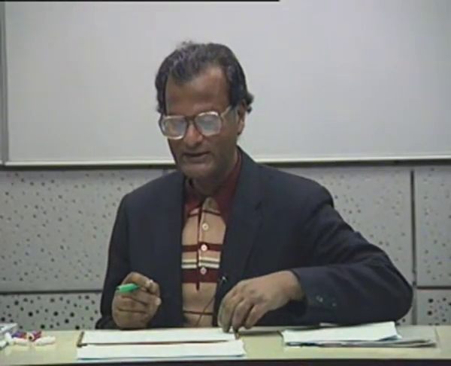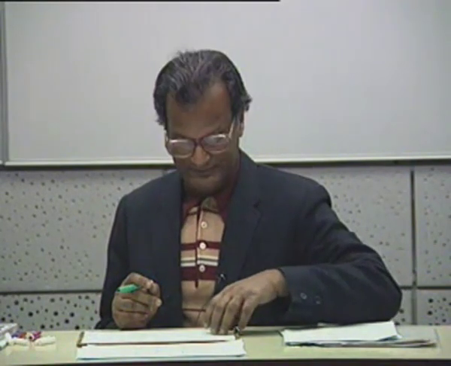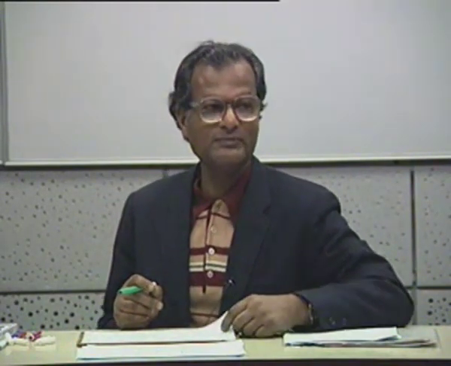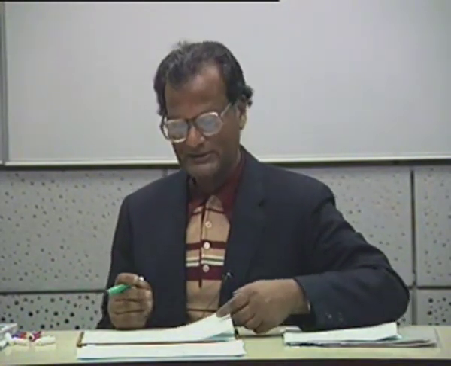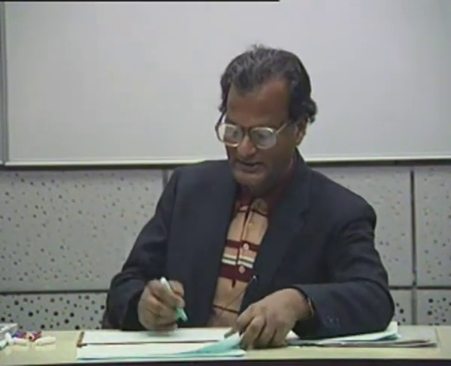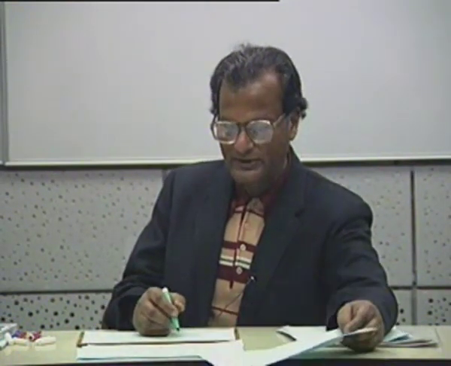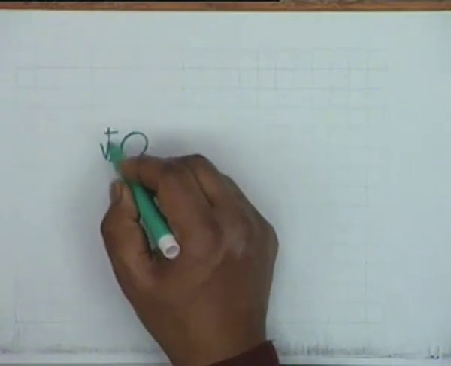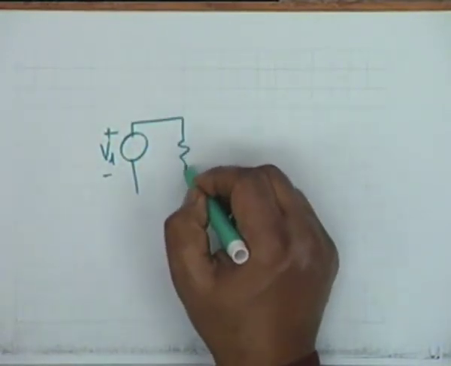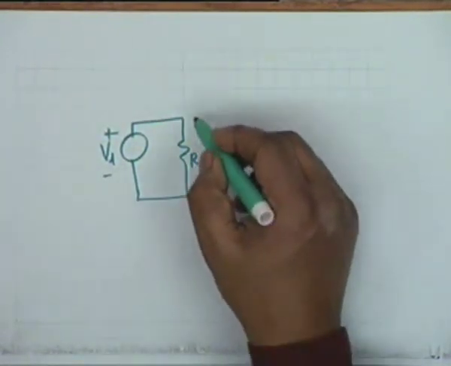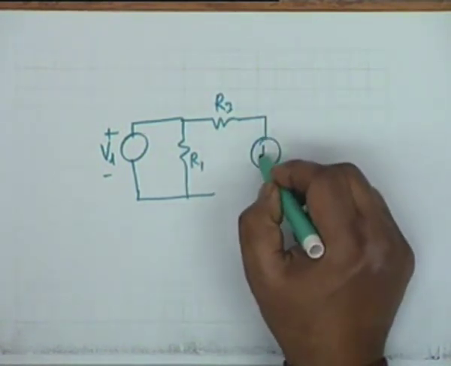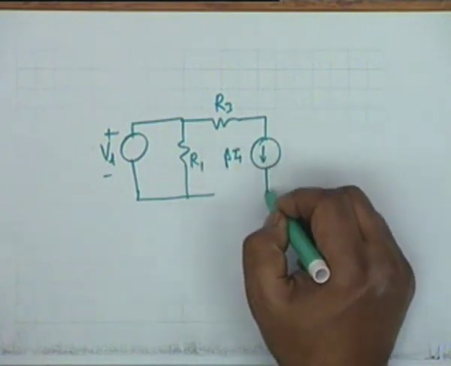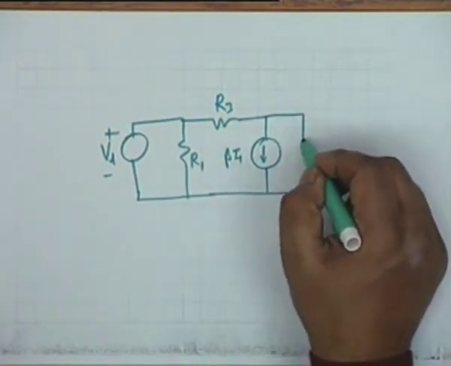The other thing that has to be found out is Rt. Now, we shall find out Rt by both methods and then you decide which one is simpler. Let's look at the circuit again. What we have to do is Vs, then we have R1, R3, beta I1, R2.